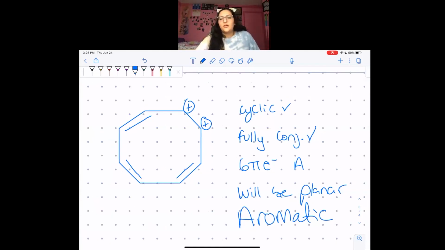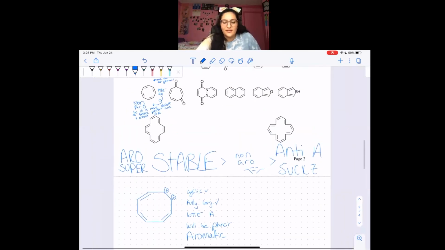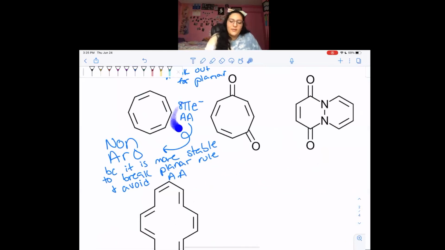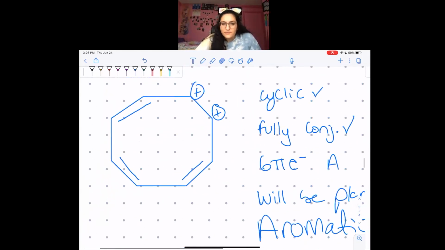So the reason it chose non-aromatic in the previous example is because you were choosing between anti-aromatic and not aromatic. And between those two, not aromatic is a better option because anti-aromatic is really unstable. We don't want that. But here, it's between aromatic and non-aromatic. And aromatic is much, much, much more stable than non-aromatic. So it chooses aromaticity.